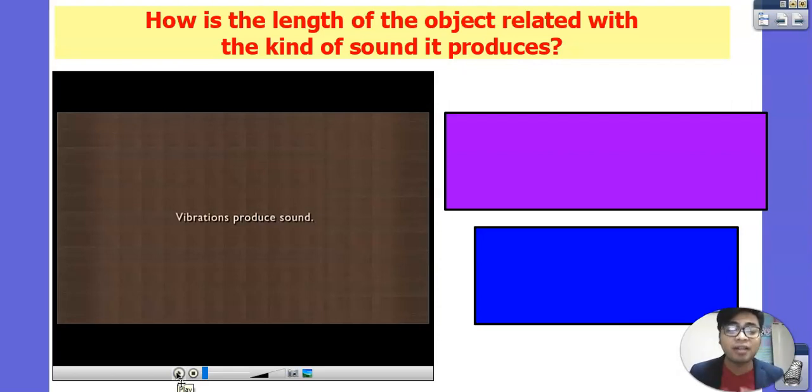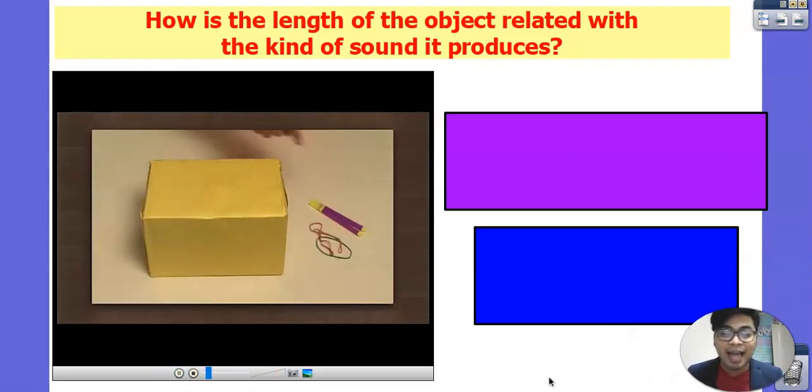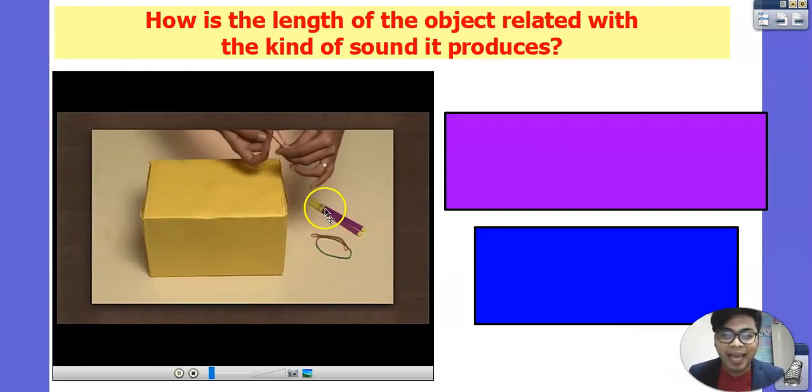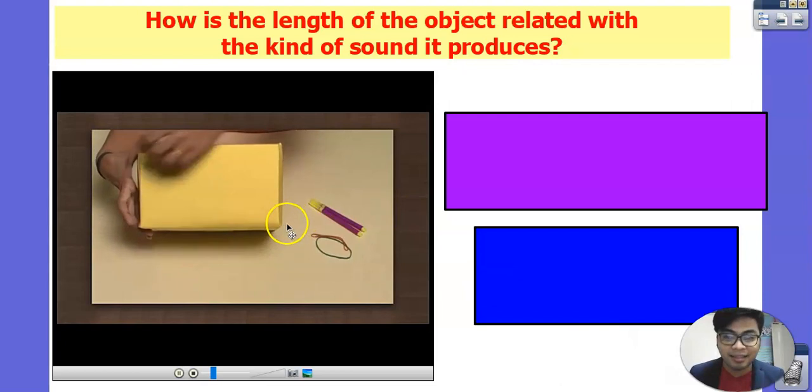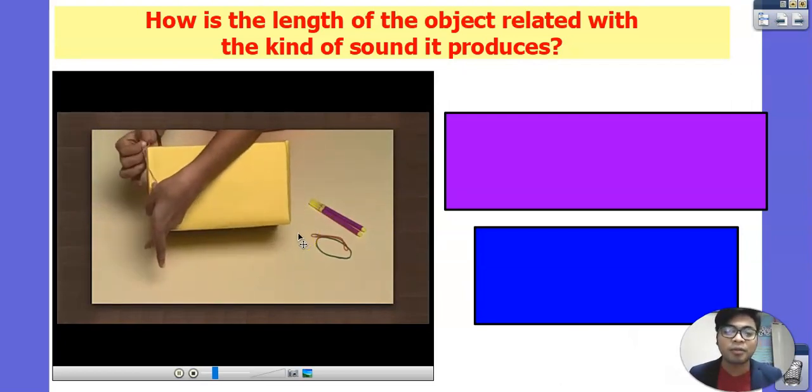So I have here another experiment that I just want to present to you. We did it already in the Zoom live class, so I just want you to take note of this. So vibration is said to produce sound. So what we did here is we need a cardboard, a pen, and a box like this. So if you want to, you can improvise it at your house.